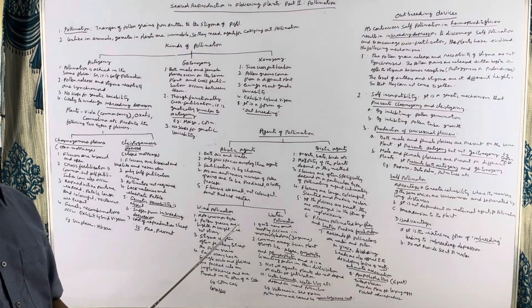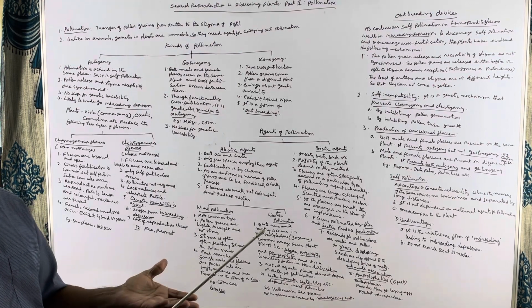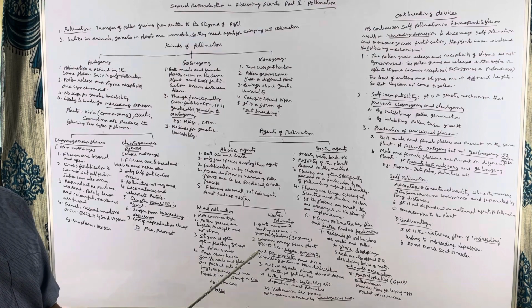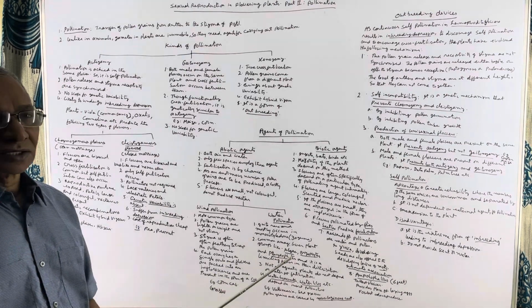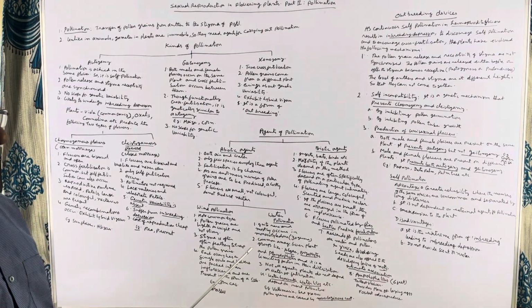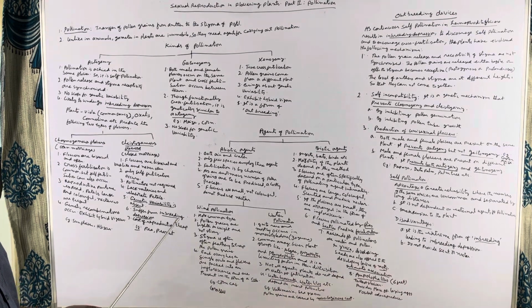In animals, there is no process like pollination because the gametes are mobile. In the case of plants, the gametes are immobile, so they require the process of pollination for fertilization. Pollination occurs in many ways.